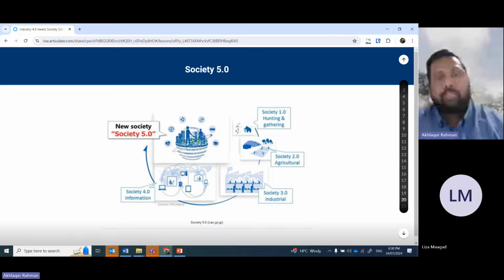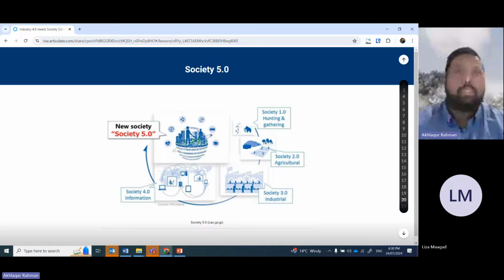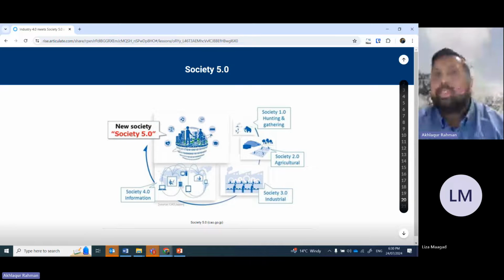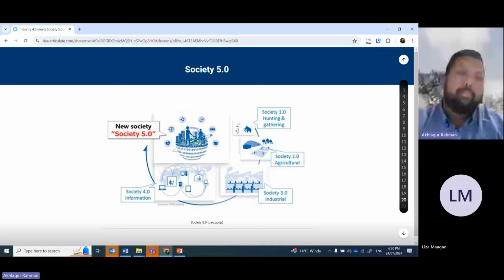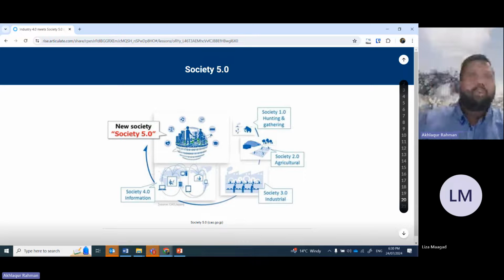Now, Society 5.0, as I mentioned, is a concept that has been proposed by the Japanese government, but it's still being implemented. All around you, in many countries, these are not being implemented. So this is still an evolving concept. That's where we are with Society 5.0.